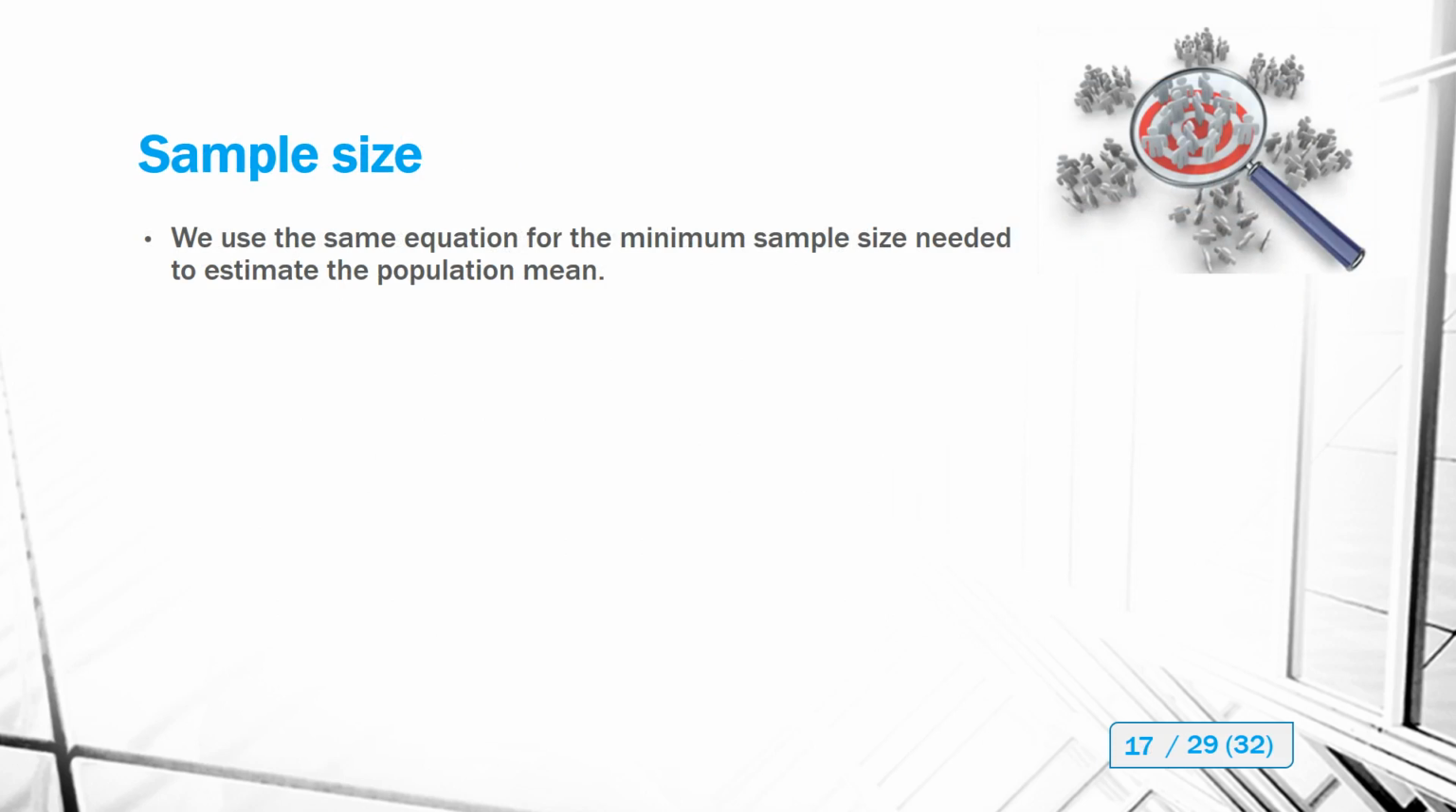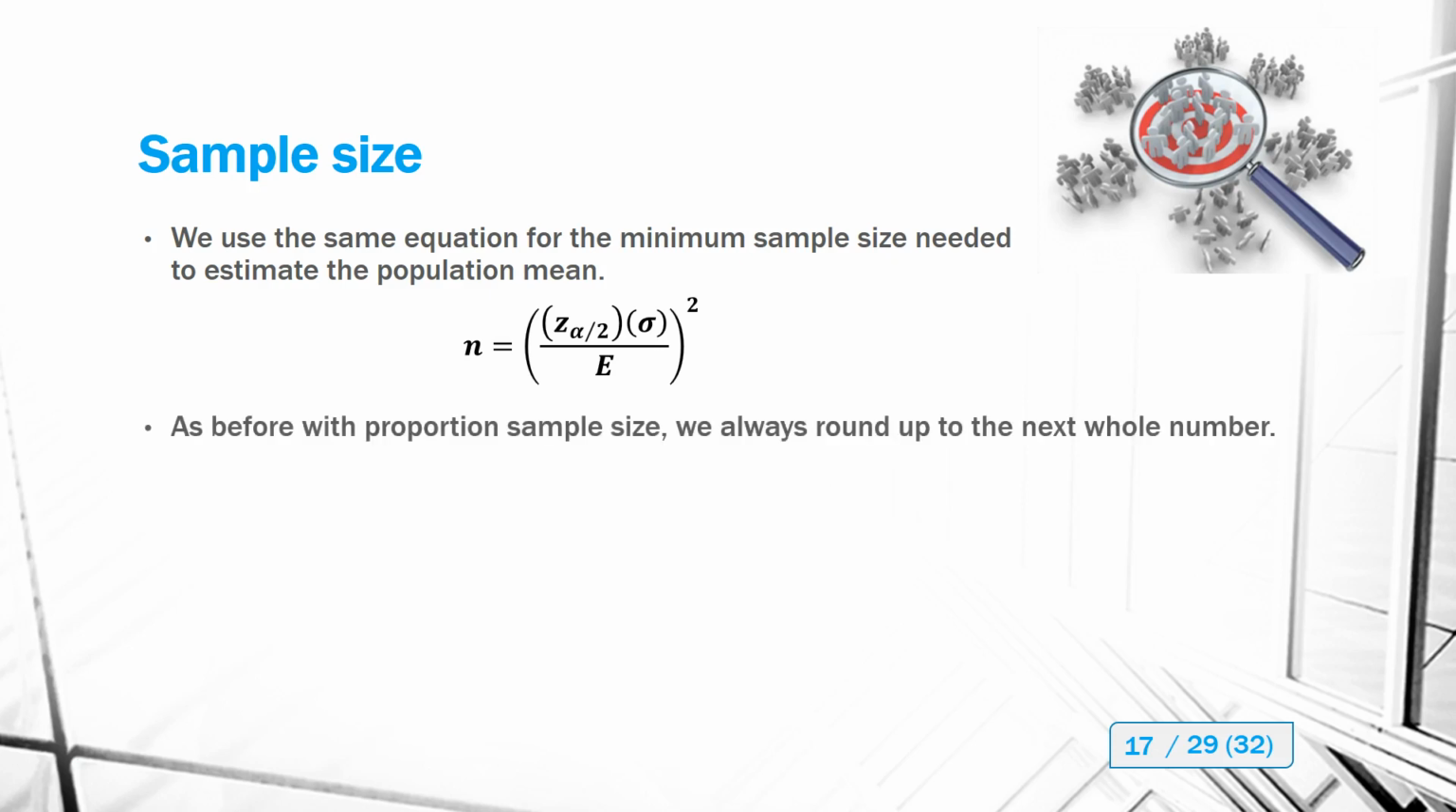We can calculate the minimum sample size that we need to estimate a population mean. We're going to use the same methodology as with proportions to get the equation. We use the equation for margin of error and just reorganize it in terms of n, and this is what we get. Notice that this requires us to know the population standard deviation. When we get the answer, we're always going to round up to the next whole number.